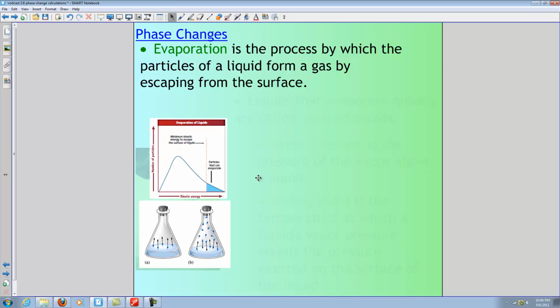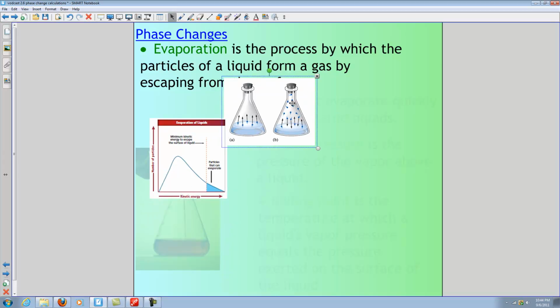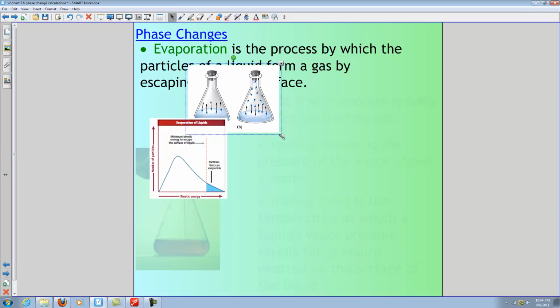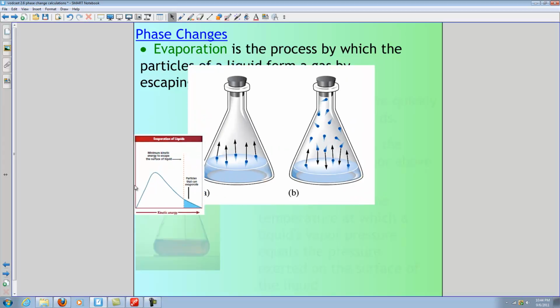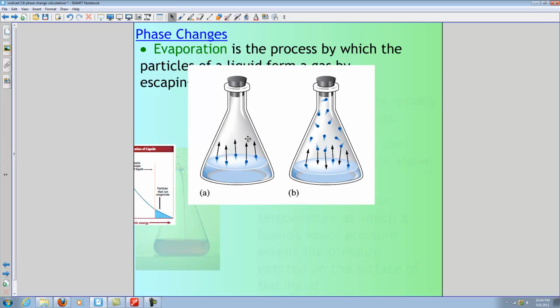So the first of those is evaporation, and basically what's going on in evaporation is that the particles of a liquid are escaping the surface of the liquid and they're turning into gas phase. And so if we look at our diagrams here, at this first diagram, what we've got going on is that you've got particles here at the surface of the liquid that have enough energy and they're going to escape into gas phase. So how does that work?